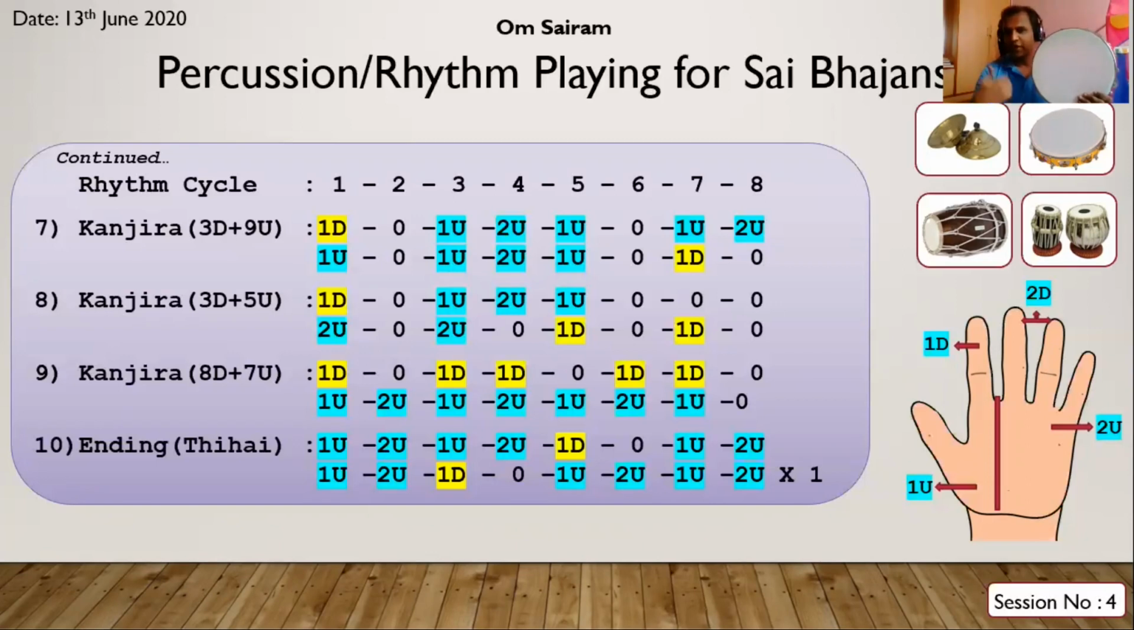If you look at it, the first 8 beats will sound like this: 1, 2, 3, 4, 5, 6, 7, 8. I'll do it slowly again. We'll take the first 4: 1, 2, 3, 4. Then 5, 6, 7, 8. Again, we'll do it for the full 8 beats: 1, 2, 3, 4, 5, 6, 7, 8.